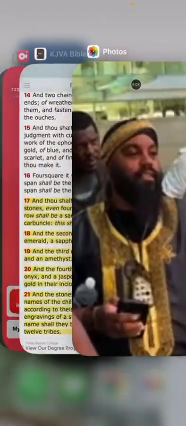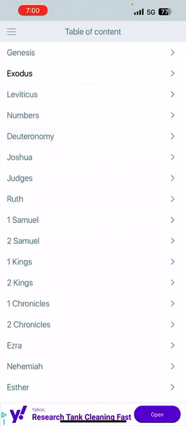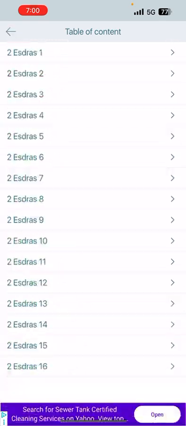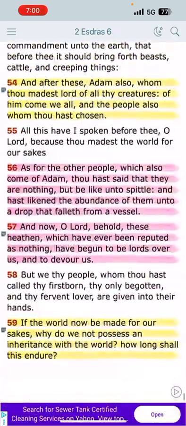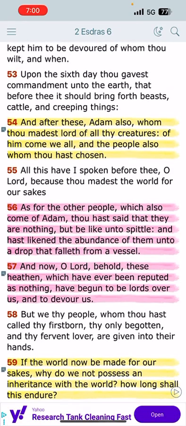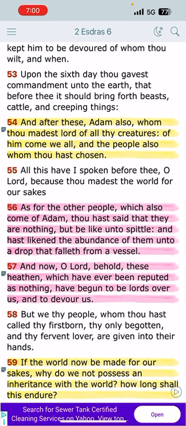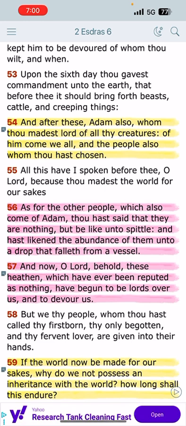It never did. Matter of fact, let's get Second Esdras 6:54-56. It says, as for the other people which also come of Adam, thou hast said they are nothing, but be like unto spittle, and hast likened the abundance of them unto a drop that falls from a vessel, because these other nations have no importance in the eyes of Yahweh. They are just background characters in this movie that we call life, man. All creation was meant for the Israelites, man. That's what we were meant for.